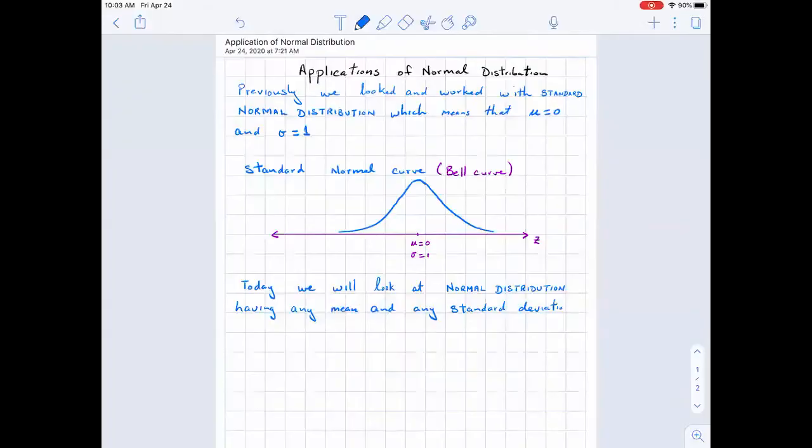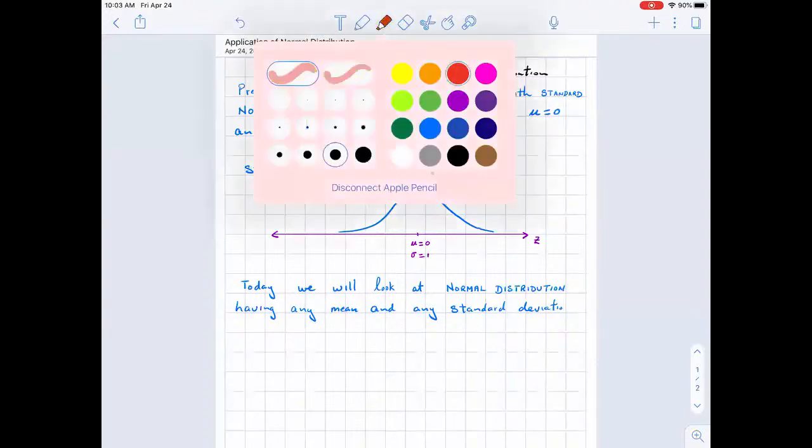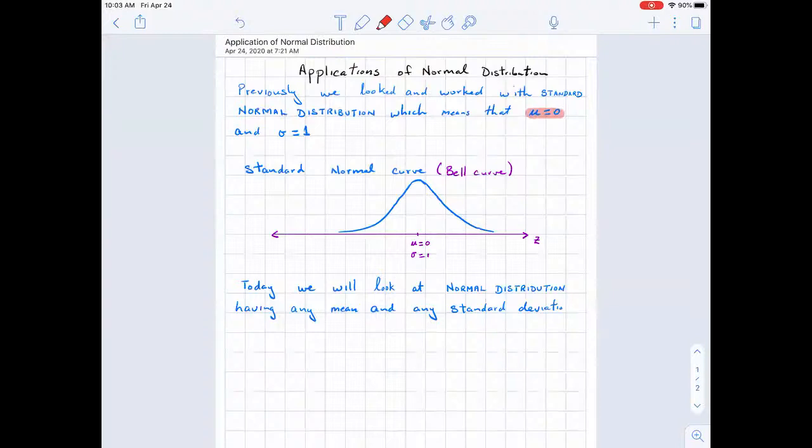Today we'll continue applications of normal distribution. So previously we worked with the standard normal distribution, and that means that mu is equal to 0 and the standard deviation is 1. In the middle of the curve you have these two things. Okay, that is your standard normal curve.